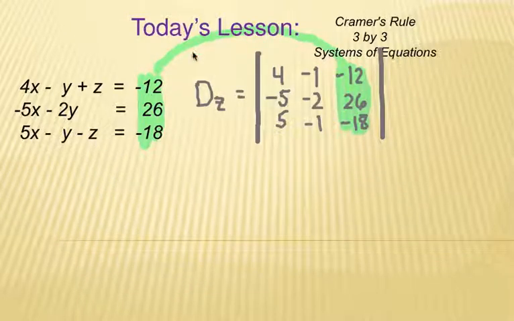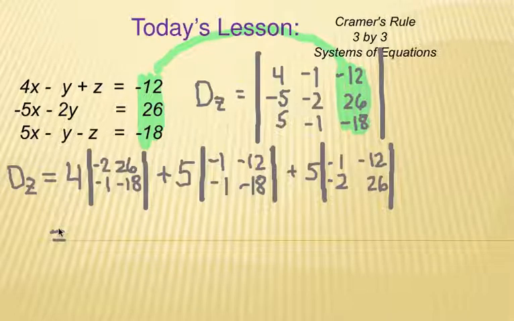So determinant of the z's is going to be the x coefficients, the y coefficients, and the z coefficients are replaced by those constants. All right, hopefully you see the pattern there. Let's continue. Take a look how I've structured this. It's the 4 times that determinant.